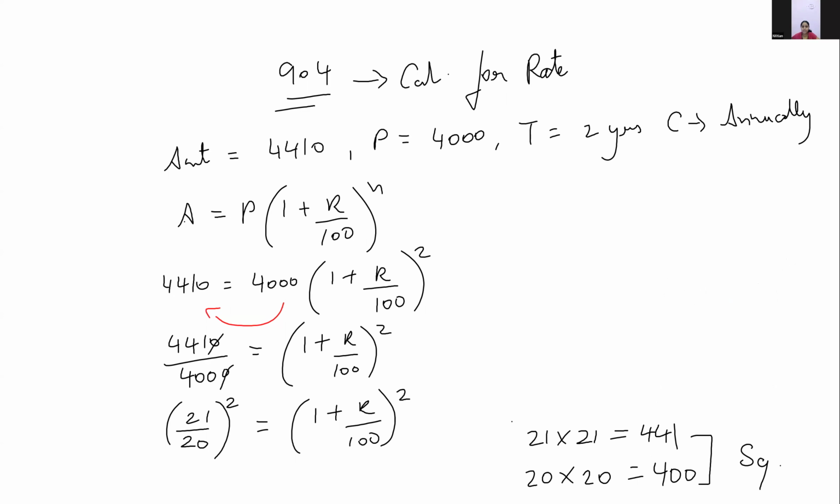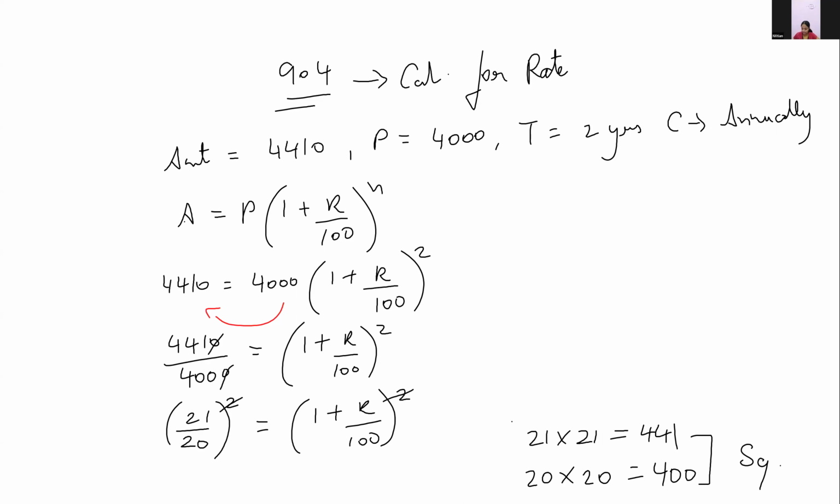Yes, I mean. Oh, nothing. I was just holding my pen. Okay. Yes, Edward. Ma'am, after you cancel the squares, you can minus 21 by 20 and 1. So it will become 1 by 20.